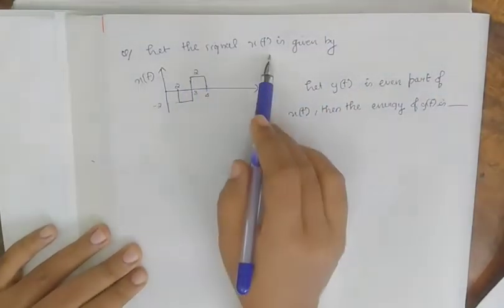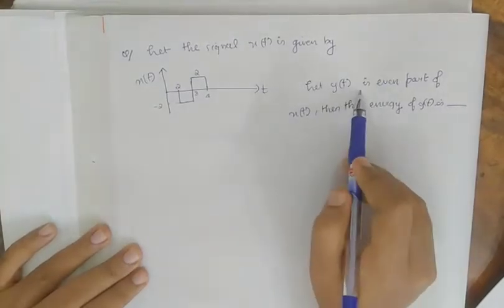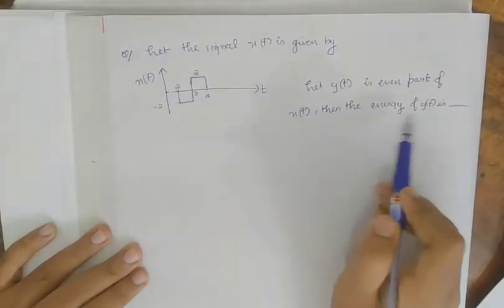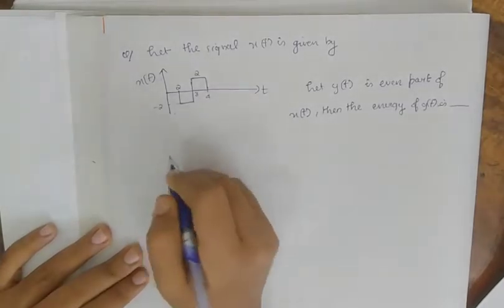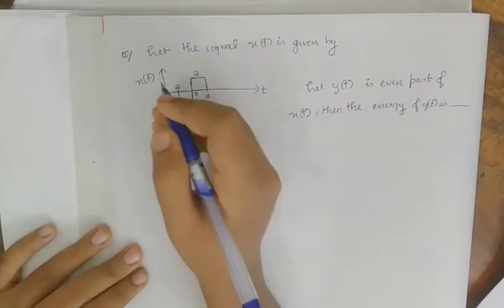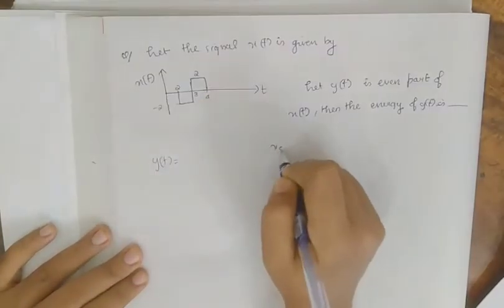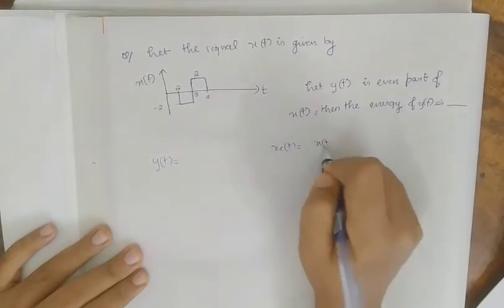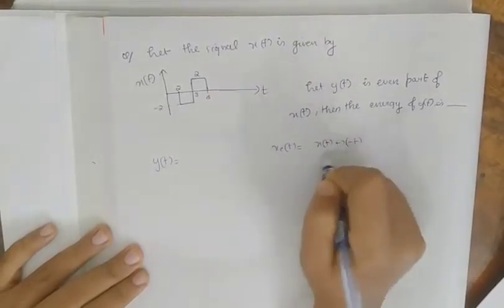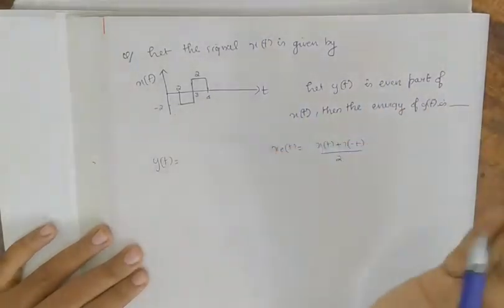Okay, let the signal x of t be given here. Let y of t be the even part of x of t, then the energy of y of t is. So to find out y of t, what is y of t? Y of t is the even part of x of t. To find out the even part of any signal, the formula is x of t plus x of minus t divided by 2. Okay, so this is to find out the even part of any signal.